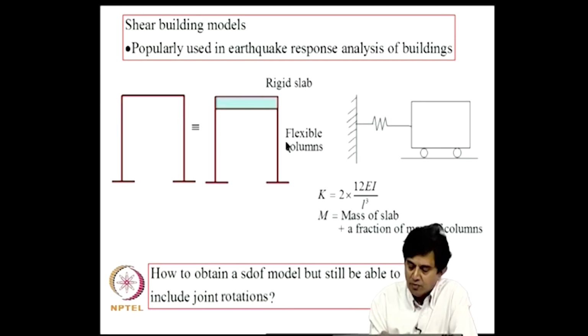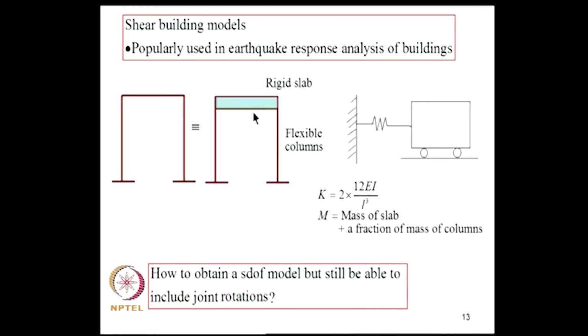So, we can make a simple 1 degree of freedom approximation where we lump the stiffness of the columns through a spring and lump the mass of the slab and maybe a part of the mass of the columns as a point mass. So, typically we take the mass to be the mass of the slab and a fraction of the mass of the columns. The stiffness is 2 into 12 EI by L cube, because we take it that the contribution to the horizontal stiffness of the frame due to each column can be added, and we get this. Now, this is a heuristic simple model. This ignores the possible rotations at the joints.